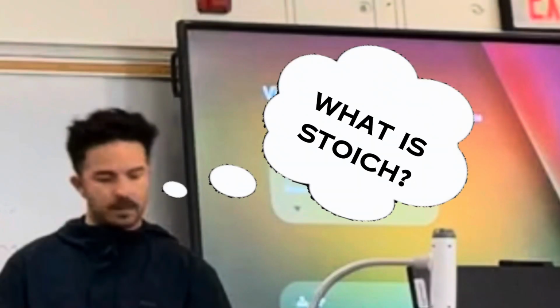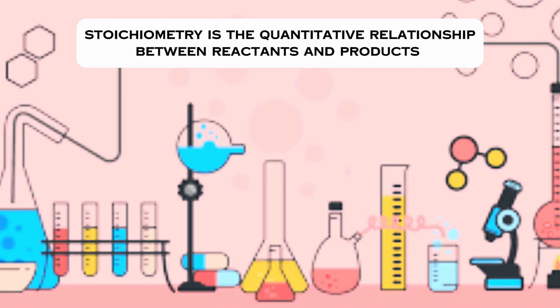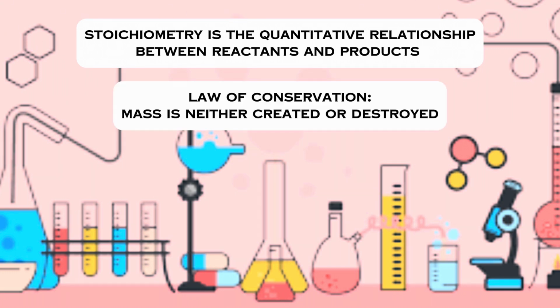To start, we wanted to begin with some background information on stoichiometry by reviewing its process and how to implement it within experiments. Stoichiometry can be defined as the quantitative relationships between reactants and products. Stoichiometry follows the law of conservation. This means that matter is neither destroyed nor created.